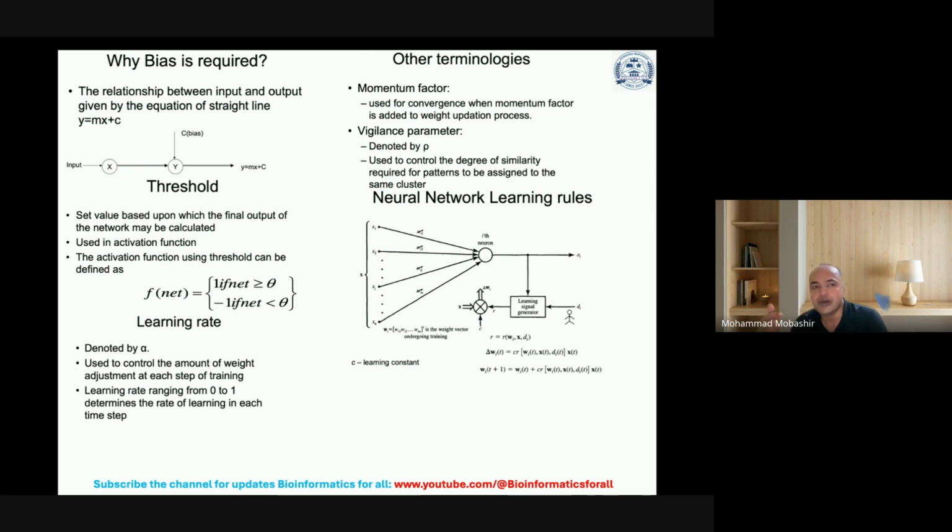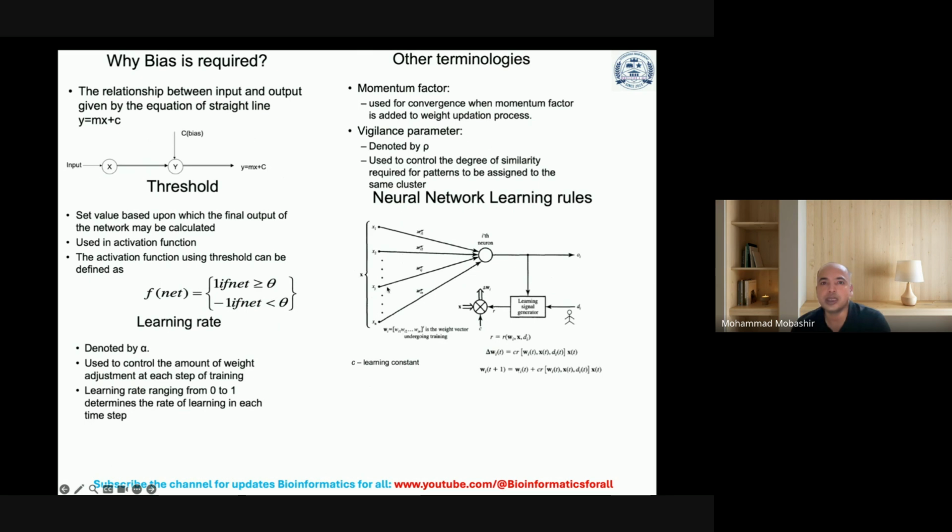So here, the threshold is a set of values based upon which the final output of the network may be calculated. It is used in the activation function. The activation function using threshold can be defined in a simpler way. Then this is the learning rate, denoted by alpha. It is used to control the amount of weight adjustment at each step of training. Learning rate, ranging from 0 to 1, determines the rate of learning in each time step.